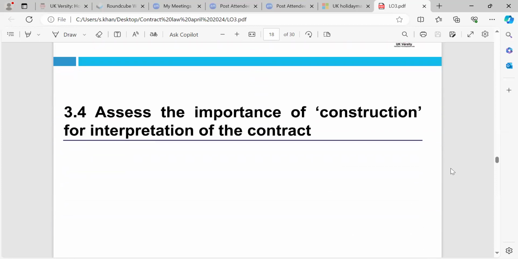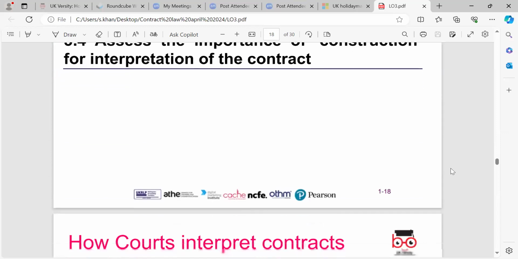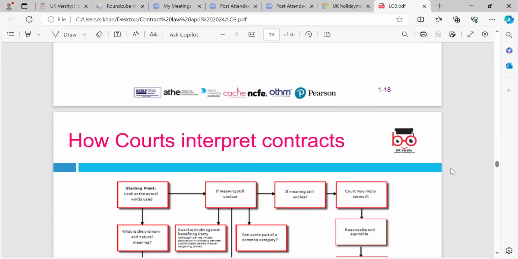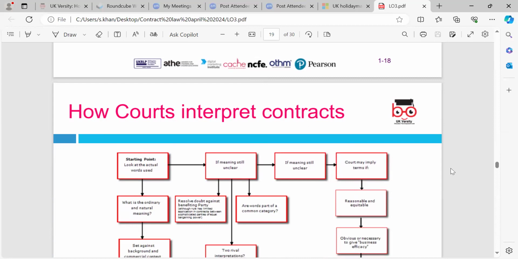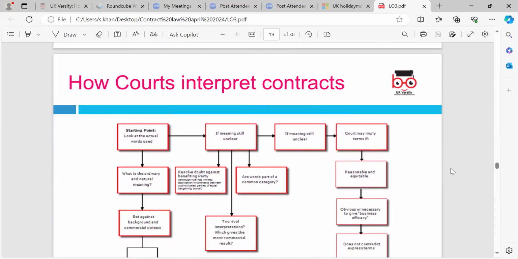Now we're going to move on to 3.4, which looks at assessing the importance of construction for interpretation of a contract. Construction and interpretation determine the true meaning and intent of contractual terms, and they provide the framework for resolving any sort of disputes and guiding the parties. The contract must be read as a whole, not a series of isolated parts, and it must be read with an attempt to give reasonable meaning to each provision, and no provision in the contract can be arbitrarily regarded as meaningless.